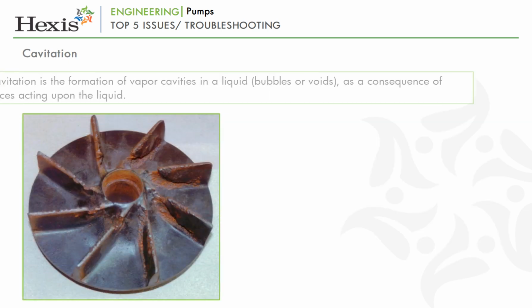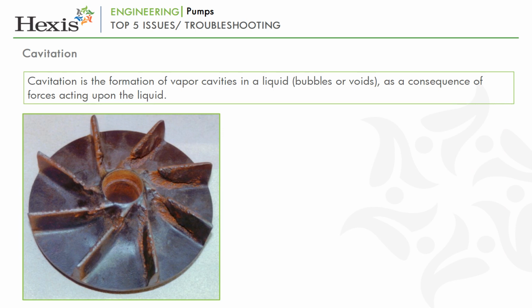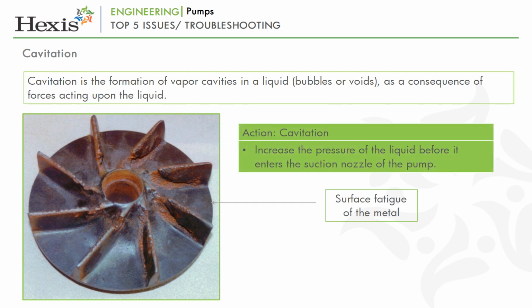Cavitation. Cavitation is the formation of vapor cavities in a liquid, bubbles or voids, as a consequence of forces acting upon the liquid. When subjected to higher pressures, these voids can implode close to the metal surface, resulting in a surface fatigue of the metal and causing a type of wear called cavitation. Cavitation can usually be avoided or stopped by simply increasing the pressure of the liquid before it enters the suction nozzle of the pump.